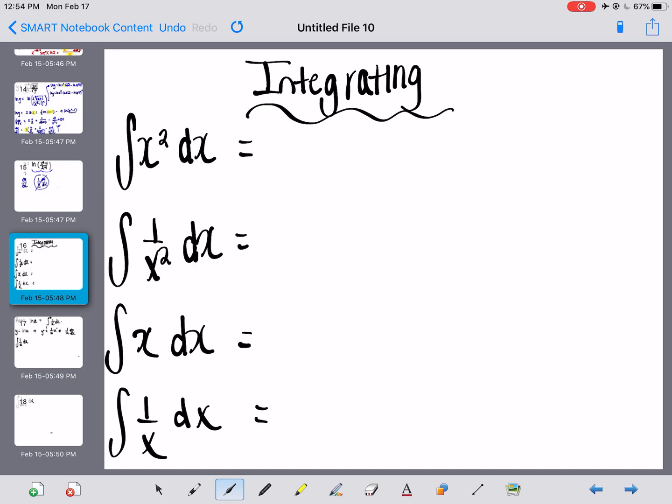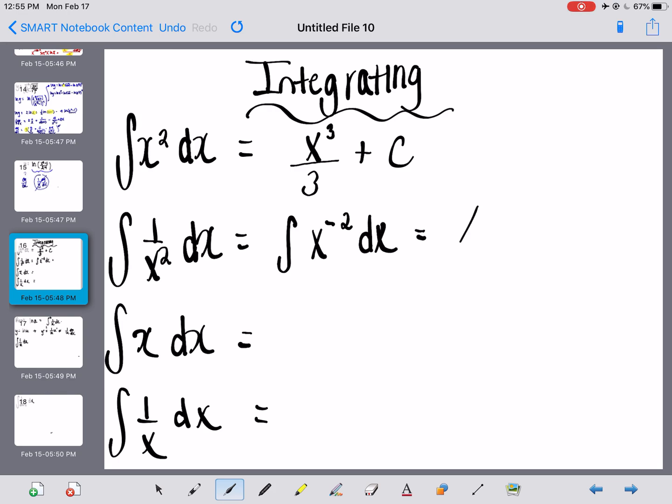So the integral of x squared would give us x cubed divided by that new exponent, 3, plus c. The integral of 1 over x squared I'd rewrite as the integral of x to the power of negative 2 dx, which is equal to, if you add 1 to the exponent, x to the negative 1 divided by negative 1, and when you clean that up, it's negative 1 over x, and then don't forget your plus c. Should have written it here too.